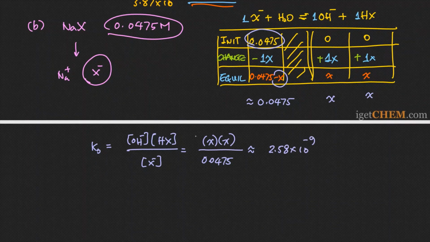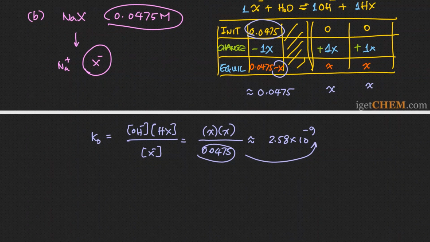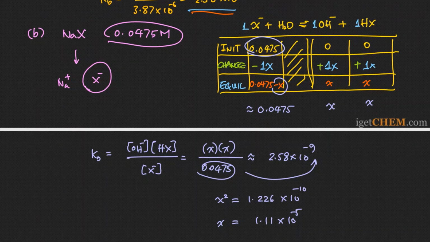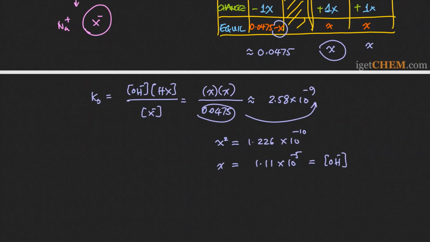And now you can solve for x. Simply move this to the right side, and then you will see that x squared is equal to 1.226 times 10 to the minus 10. Taking the square root of both sides, this comes out to be 1.11 times 10 to the minus 5. So right here we have x, which is in fact the OH minus concentration, and that is equal to 1.11 times 10 to the minus 5.